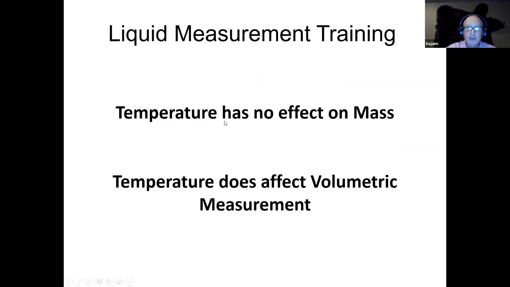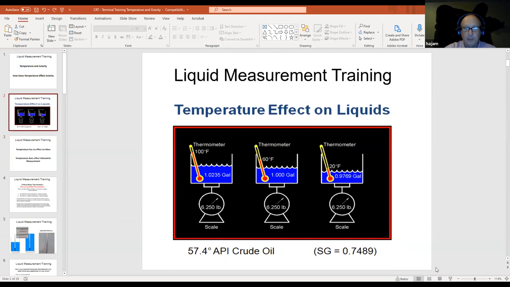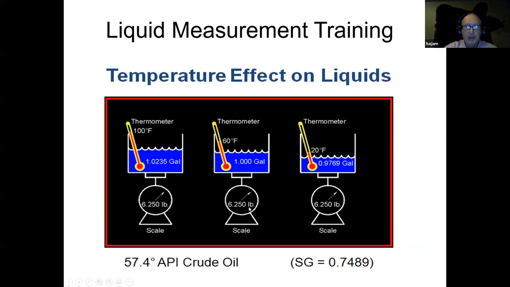Temperature has no effect on mass. So if we go back to the previous slide, you'll notice that the mass of the volume does not change, no matter what it does in the tank.